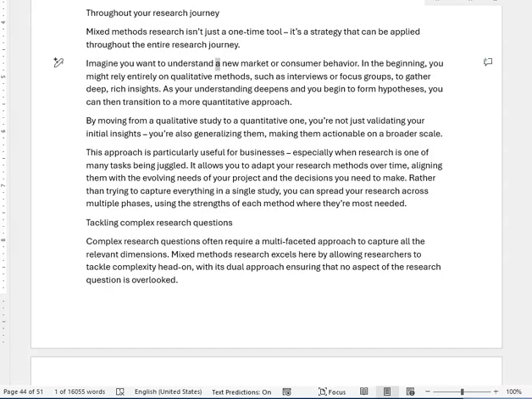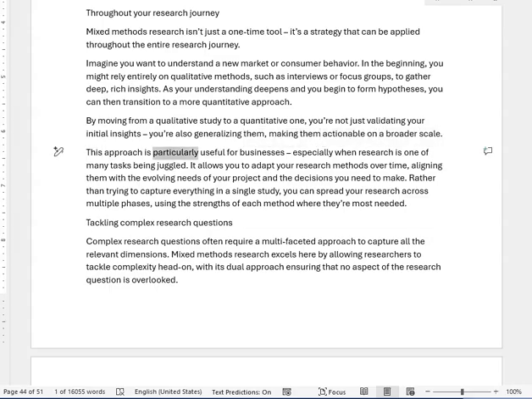Imagine you want to understand a new market or consumer behavior. In the beginning, you might rely entirely on qualitative methods, such as interviews or focus groups, to gather deep, rich insights. As your understanding deepens and you begin to form hypotheses, you can then transition to a more quantitative approach. By moving from a qualitative study to a quantitative one, you're not just validating your initial insights, you're also generalizing them, making them actionable on a broader scale.